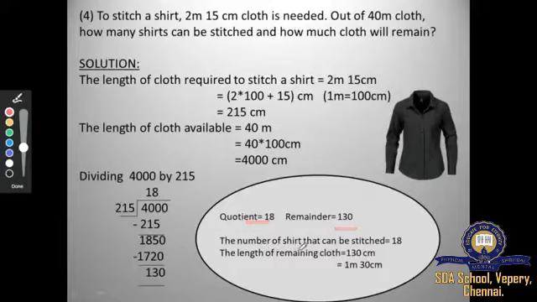The number of shirts that can be stitched is equal to 18. The remaining cloth, that means the length of remaining cloth, is equal to 130 centimeter. So it is in centimeter. In the question, it has been given in meter and centimeter, so we will convert it into meter and centimeter, which will be equal to 1 meter 30 centimeter.